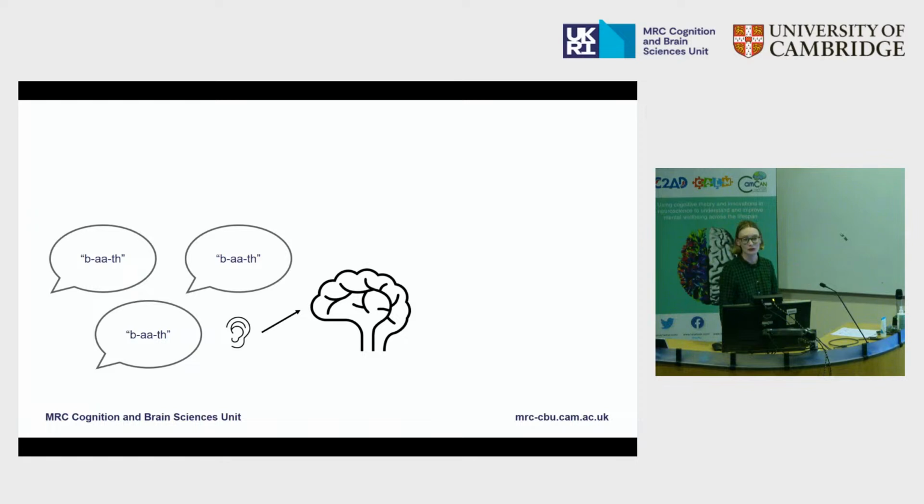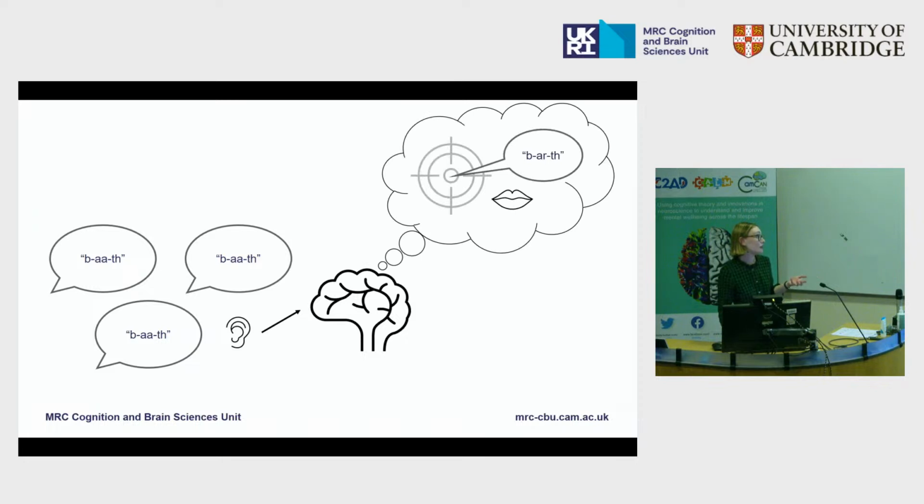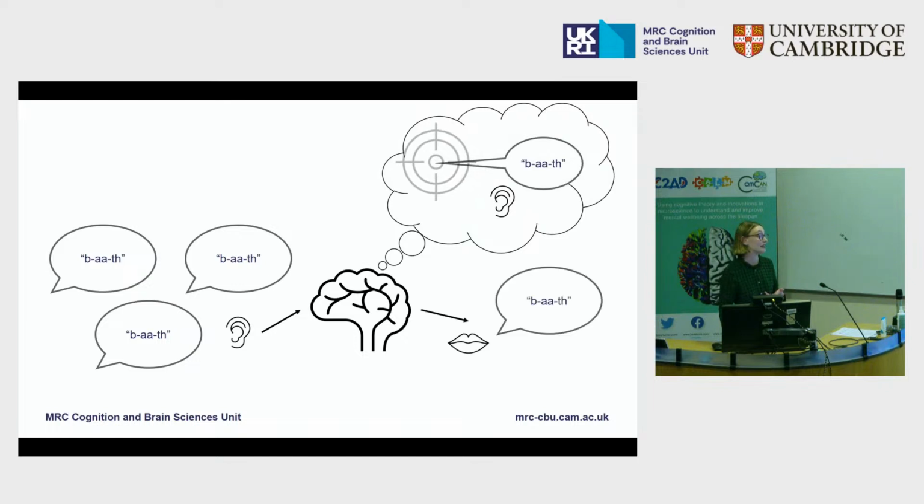So let's say we move to a different part of the UK and suddenly we hear lots of people saying it as Bath. The idea here would be that we've maybe started out with a target for how we think this word should sound, that might be Bath, but through exposure to these alternative pronunciations, we update our target and start producing this ourselves.